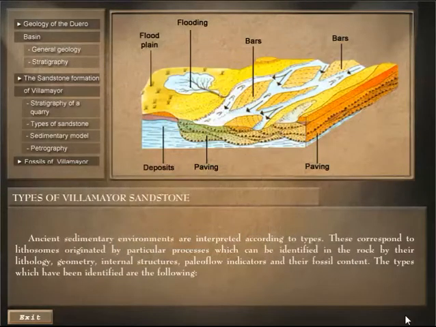Types of Villamayor sandstone. Ancient sedimentary environments are interpreted according to types. These correspond to lithosomes originated by particular processes which can be identified in the rock by their lithology, geometry, internal structures, paleoflow indicators, and their fossil content. The types which have been identified are the following.